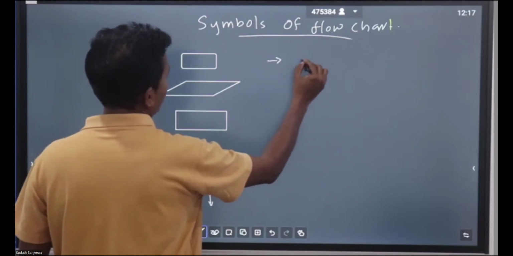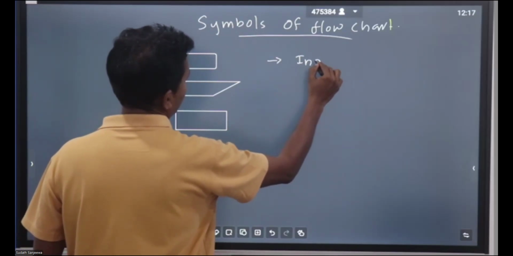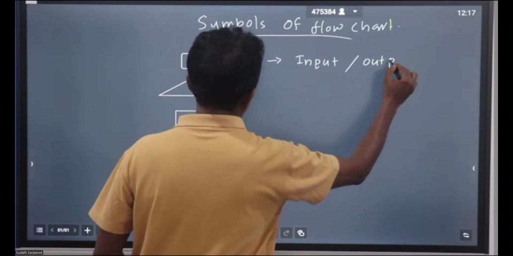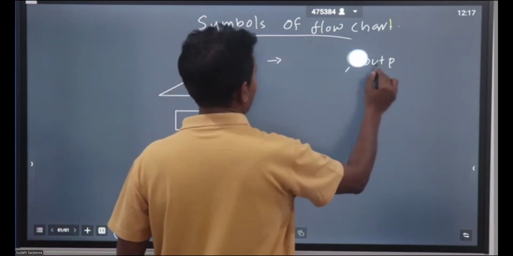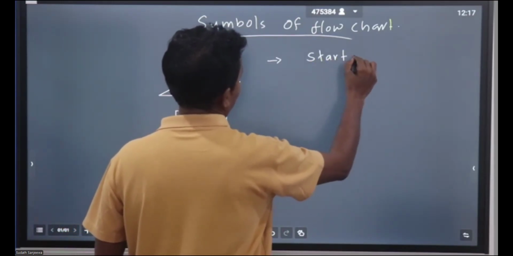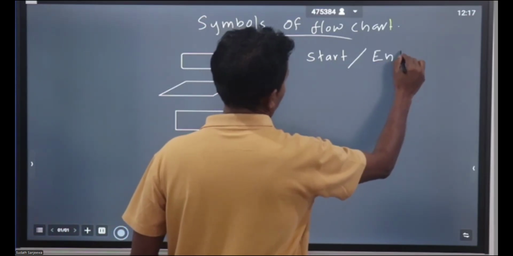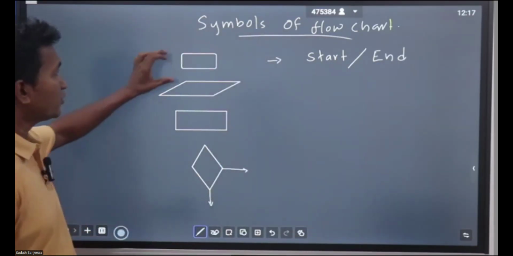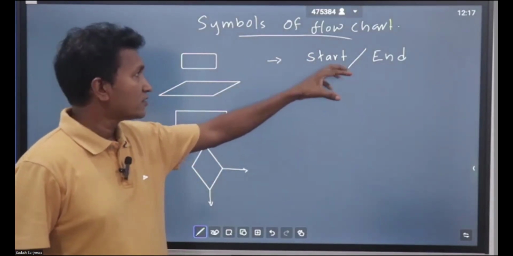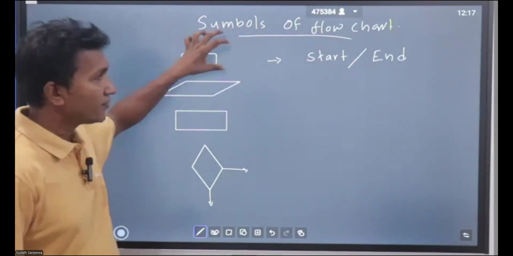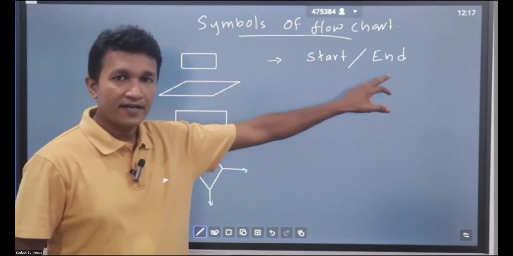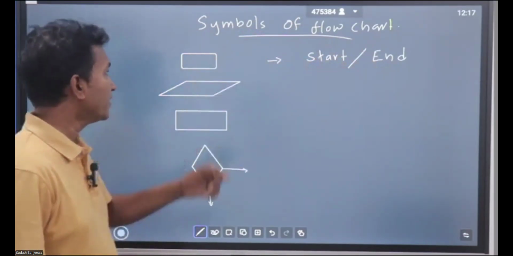This is for input or output. Sorry. Start to end. We use this symbol to mention start or end of a flow chart. So from the beginning, we can see this kind of symbol. From the end, we can see this kind of symbol because start and end are represented by this symbol, right?